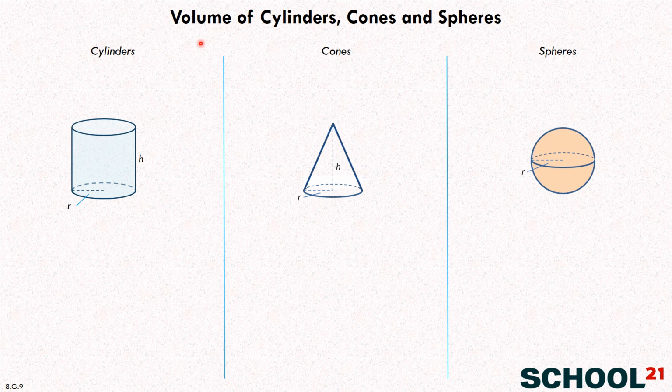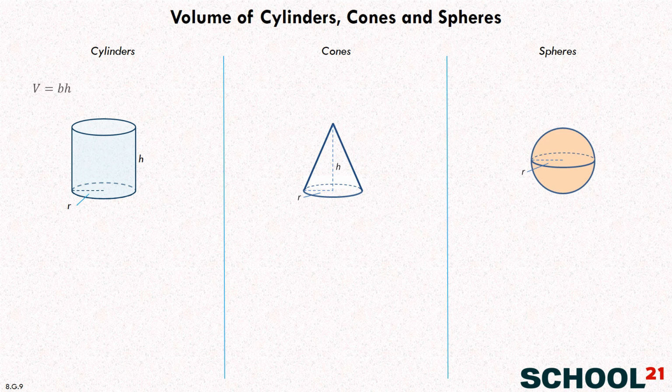Okay, so let's talk about the volume of three kinds of three-dimensional shapes: cylinders, cones, and spheres. And I've got an example of each one here. And really we're talking about the formula for each one of these volumes. So you'll want to learn those formulas, and then we'll use each one really briefly.